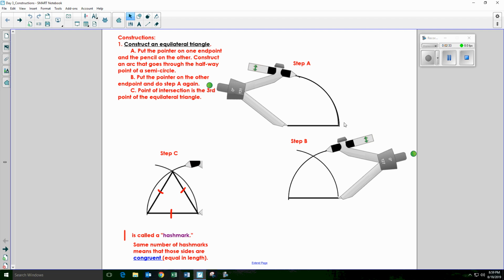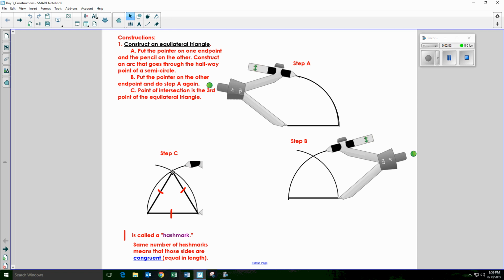Okay, and then part B, all you do is switch it. You put the pointer on this end, and the pencil over here on this end. Since it's already open to that amount, you shouldn't have to move it at all. You just turn it around, put the pointer here, pencil here, draw your arc right up here. Again, a little more than halfway. Then you see that it intersects right there.